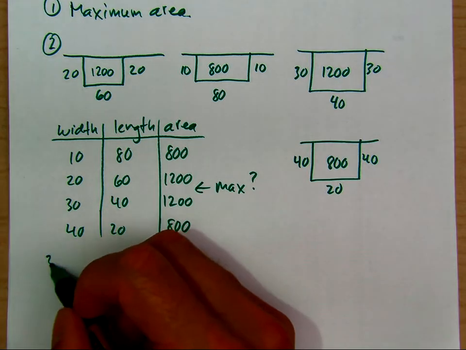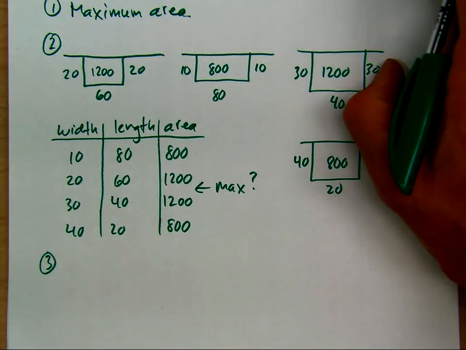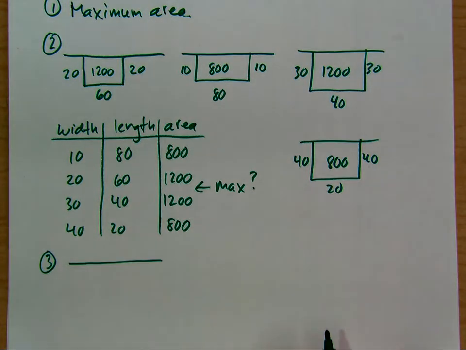All right, and we go to step 3, which is to generalize. When we generalize, we make variables.